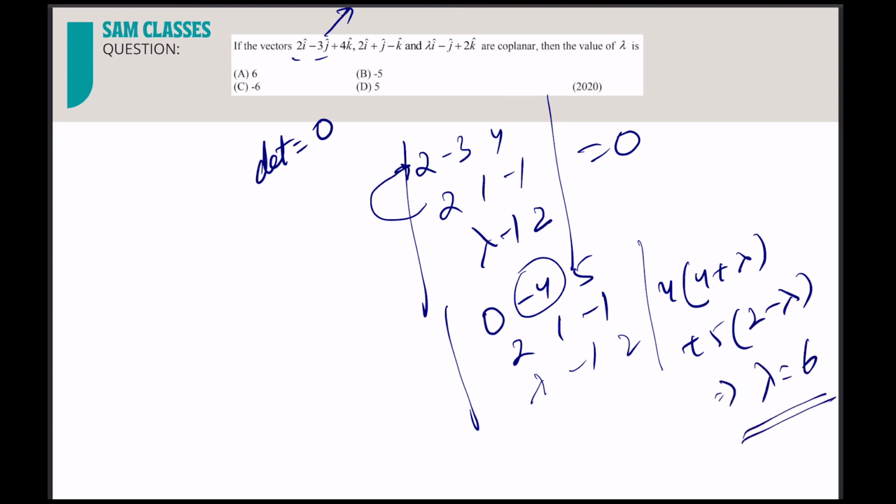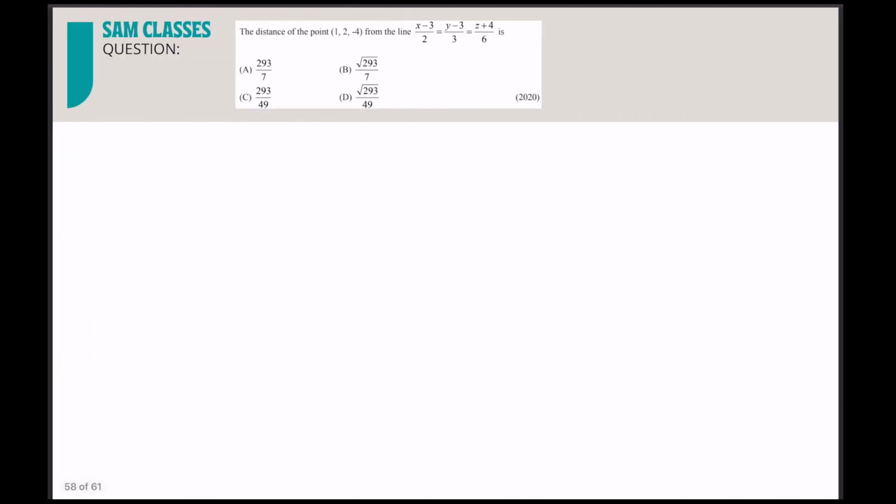That's it. So any difficulty? Nothing. Whenever they say vectors are coplanar, their determinant value is 0. That's it. Let's see the next question.